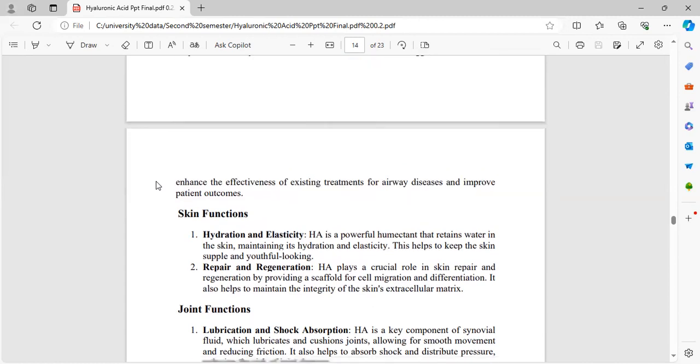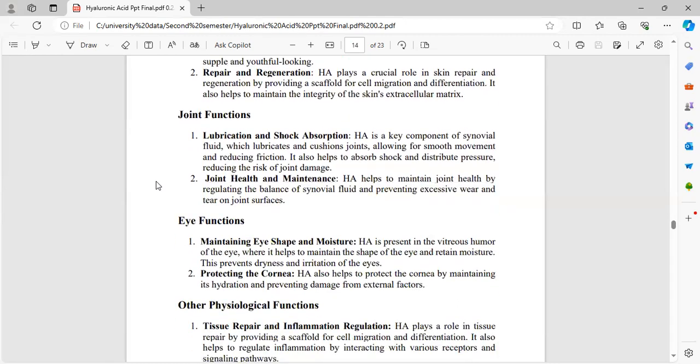Now I will explain about joint functions. Lubrication and shock absorption: hyaluronic acid is a key component of synovial fluid, which lubricates and cushions joints, allowing for smooth movement and reducing friction. It also helps to absorb shock and distribute pressure, reducing the risk of joint damage. Second is joint health and maintenance. Hyaluronic acid helps to maintain joint health by regulating the balance of synovial fluid and preventing excessive wear and tear on joint surfaces. Now I will explain to you about eye functions.